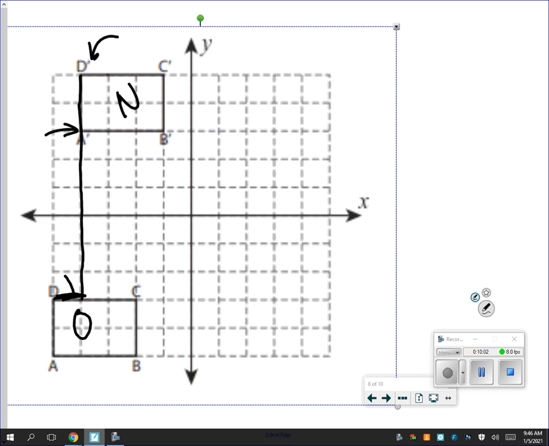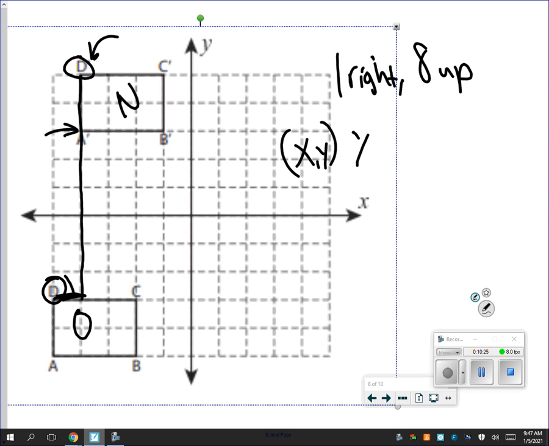careful. That's something I noticed yesterday. You know, this is A. I've got to go from this one to its matching prime point. So word form with one right, and then I went up 1, 2, 3, 4, 5, 6, 7, and 8. 8 up. And arrow notation. One right, so that'd be x plus 1. And I went 8 up, so that'd be y plus 8.